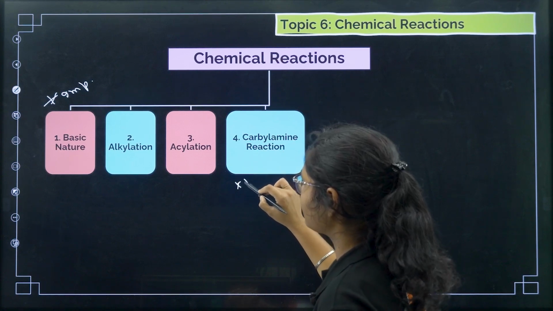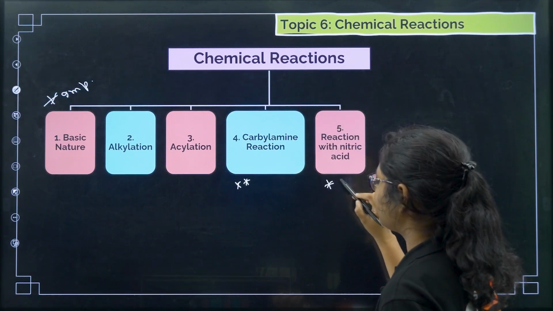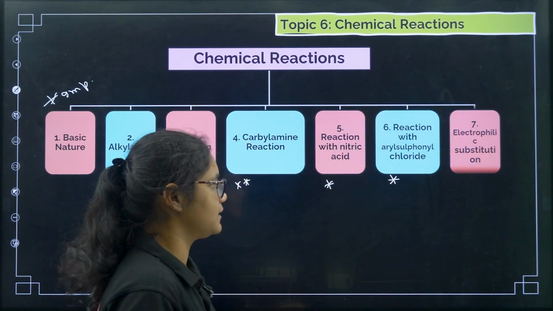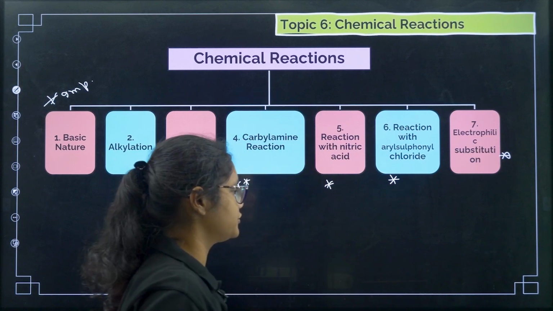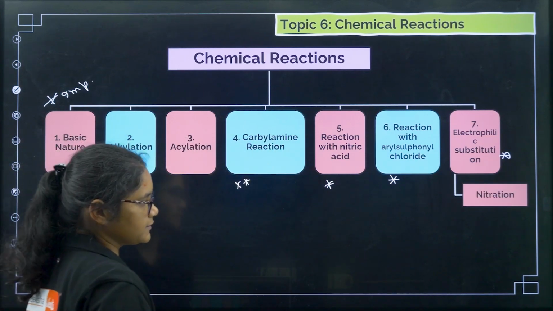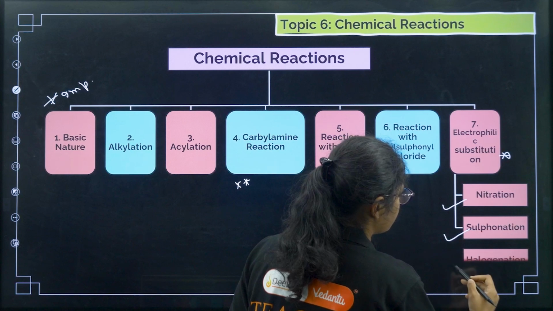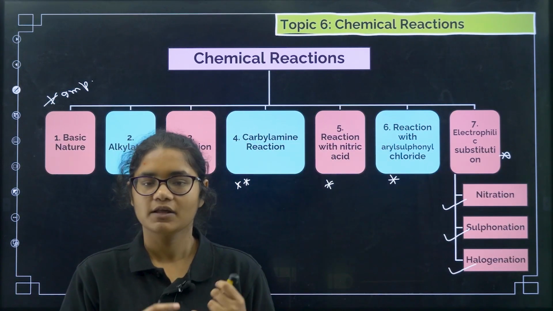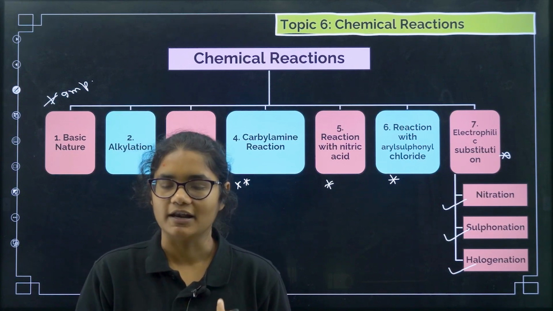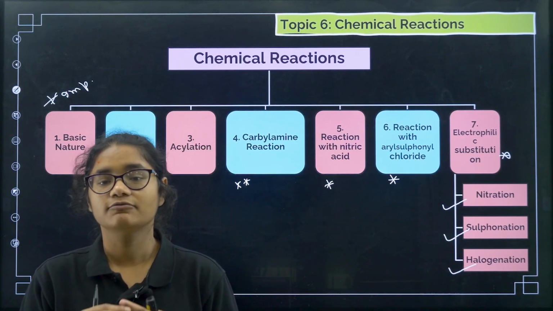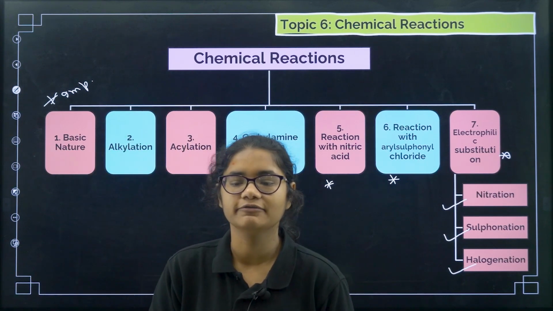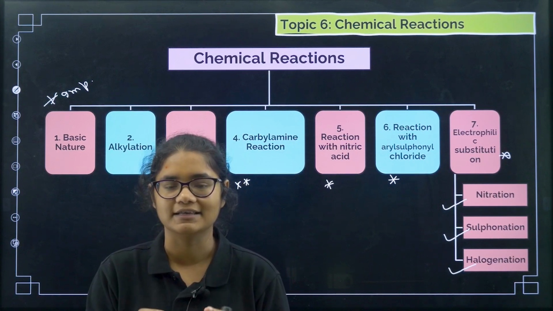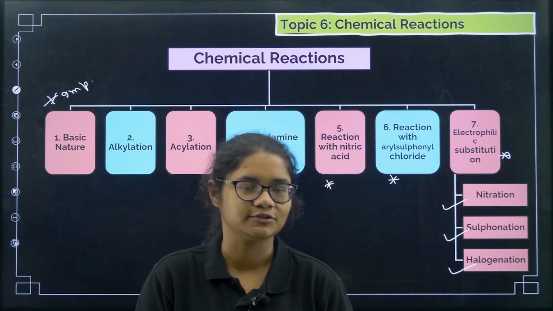Again, the carbylamine reaction is very important. Then you have reaction with nitric acid, reaction with benzene sulfonyl chloride. All these 7 reactions are very important. Then we have the electrophilic substitution reaction, under which we have nitration, sulfonation and halogenation. Let us now recall all 7 reactions once again. First is basic nature, second alkylation, third acylation, fourth carbylamine reaction, fifth reaction with nitric acid, sixth benzene sulfonyl chloride reaction, and seventh the electrophilic substitution reaction.